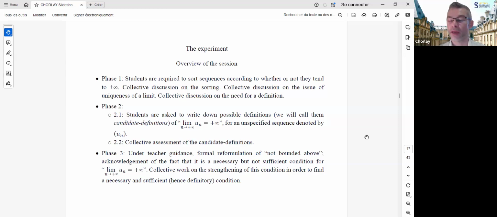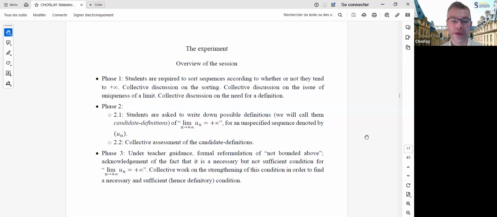Of course, we do not expect students to come up with anything remotely looking like a correct definition. But in phase 2.2, we would like to entrust them the task of assessing candidate definitions and rejecting incorrect, insufficient, inadequate definitions, which is probably an unusual task for them as well, and which we think is a necessary phase before a final phase of formulation of a correct definition.